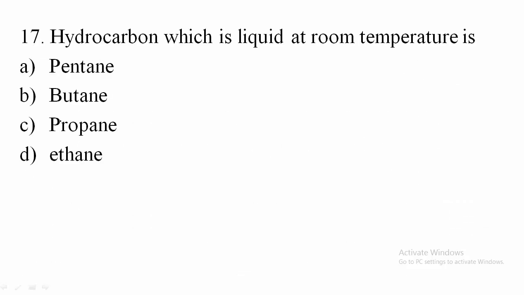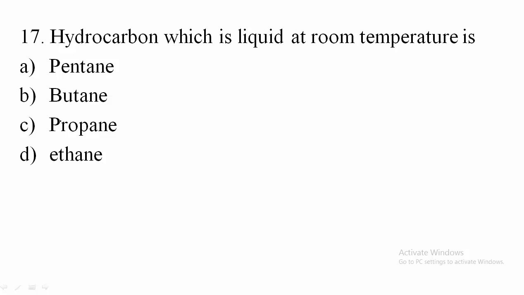17th one, which hydrocarbon is liquid at room temperature? As you know, alkanes from carbon 1 to carbon 4 are present in gaseous form. From carbon 5 to carbon 15, they are present in liquid form. And from carbon 18 and above, they are present in solid form.